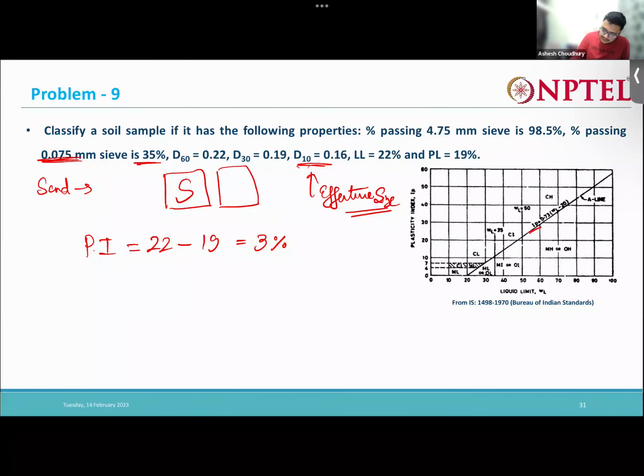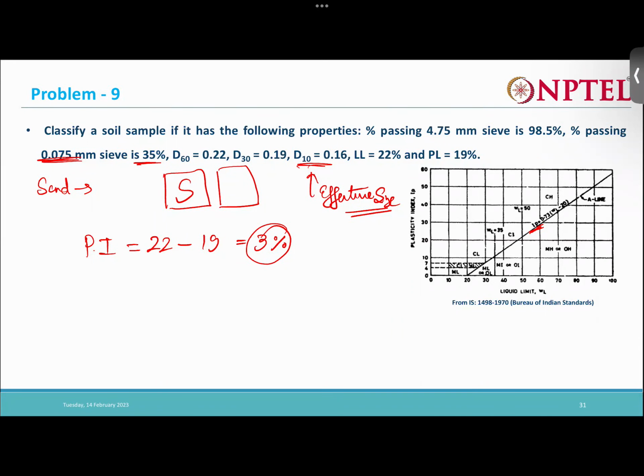Now let us see the A line. Plasticity index 3% means what? It is very low plastic soil, right? Very, very low plastic soil. Plasticity is very low, extremely low. Silt, sir. Why silt? Below the A line, silt, with no plasticity.